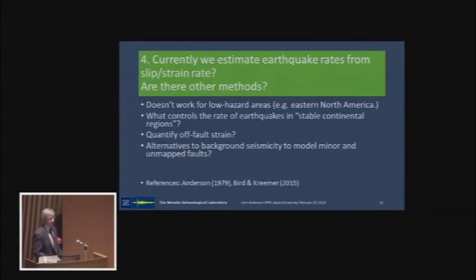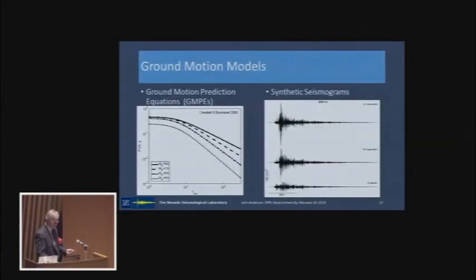And even in active areas like California, we need to quantify the off-fault strain rate, how much of the total strain occurs on the active fault, how much is someplace else. So that is a fourth important problem that I see for looking at the seismicity.